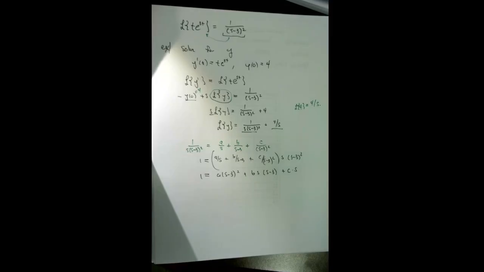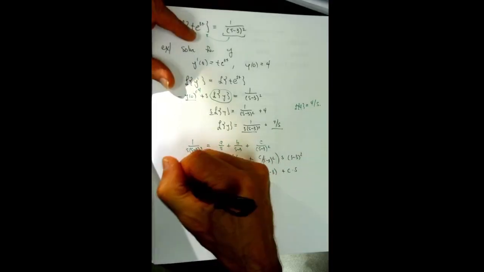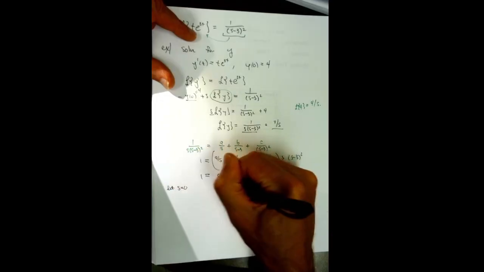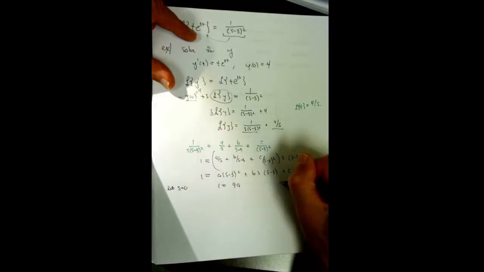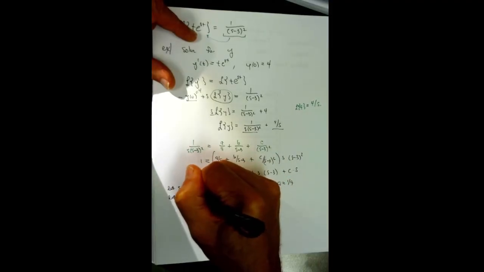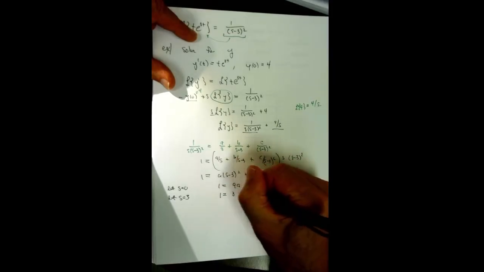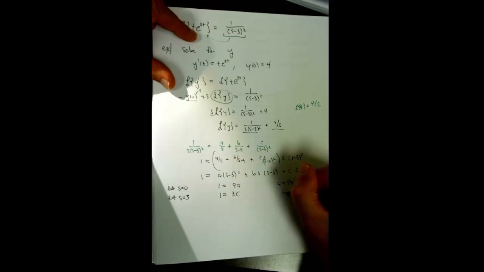We get this expression. We basically factor out the things from the denominators. If I let s equal 0, I get 1 equals 9a, so a is 1/9. Let s equal 3, so I get 1 equals 0, 0, 3c, so c is 1/3.